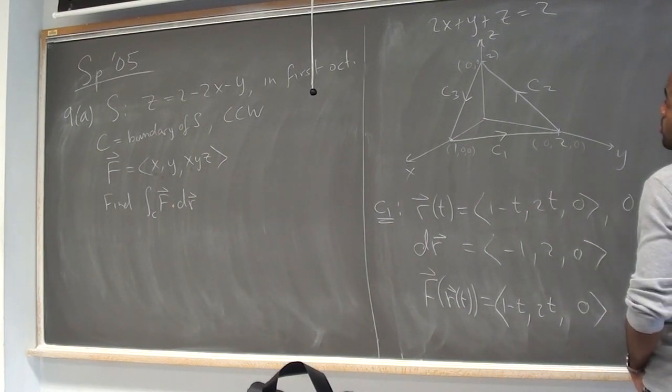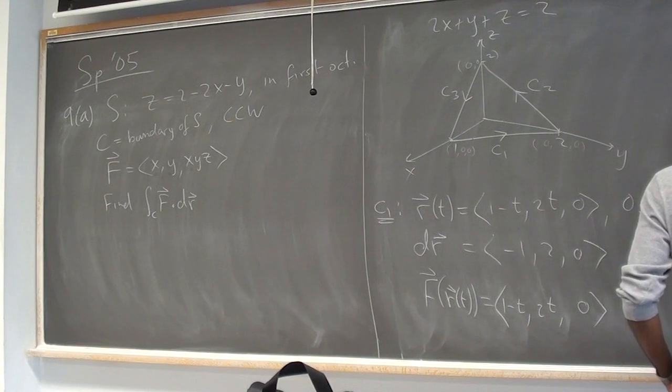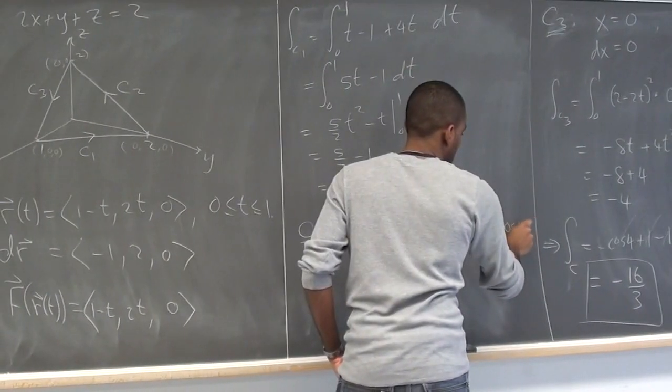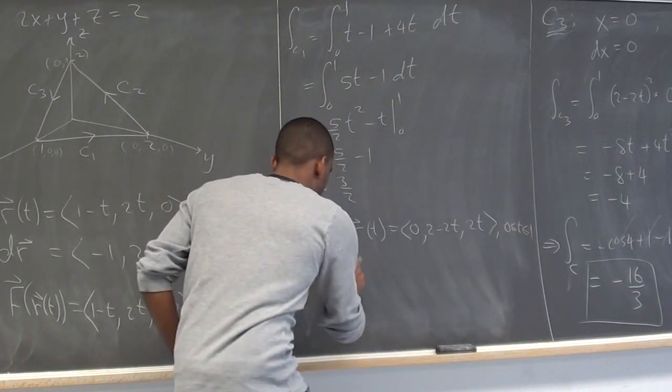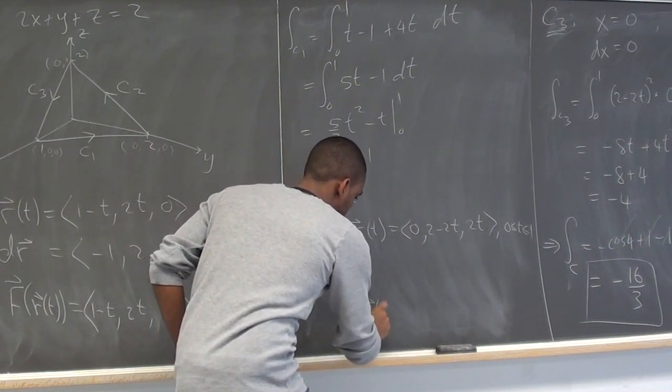On to C2. In C2, my x is constant at 0, so my r(t) just has 0 x component. Y goes from 2 to 0, so this is 2 minus 2t. And my z goes from 0 to 2, so this is 2t. T goes from 0 to 1. So find r, find dr, find F of r(t), dot product, integrate.